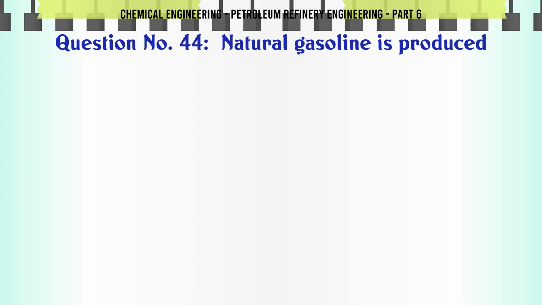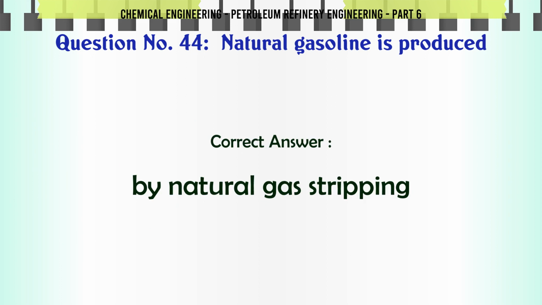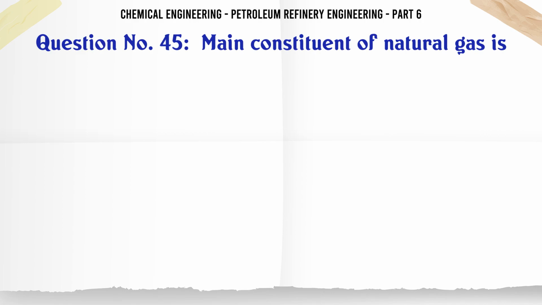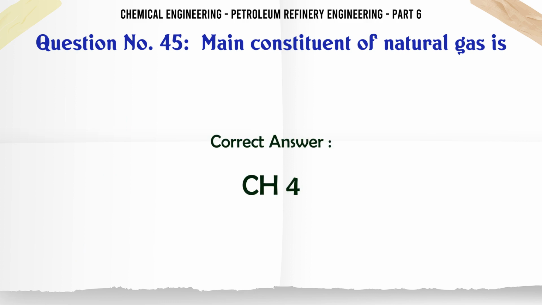Natural gasoline is produced A. from oil wells, B. in oil refineries, C. by natural gas stripping, D. none of these. The correct answer is by natural gas stripping. Main constituent of natural gas is A. CH4, B. C2H2, C. C2H4, D. C2H6. The correct answer is CH4.